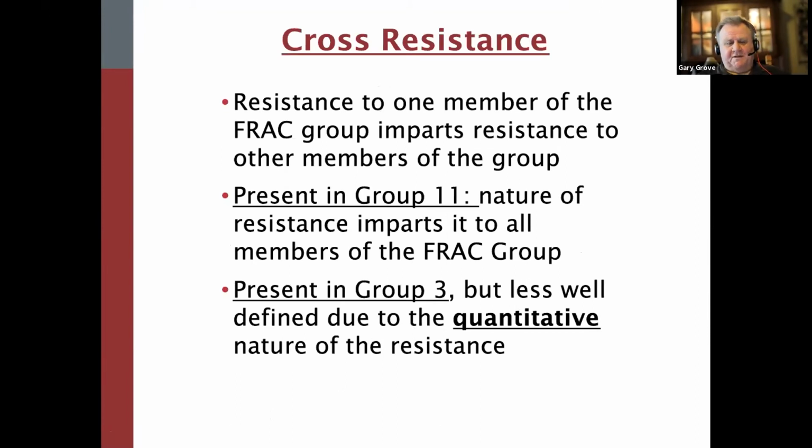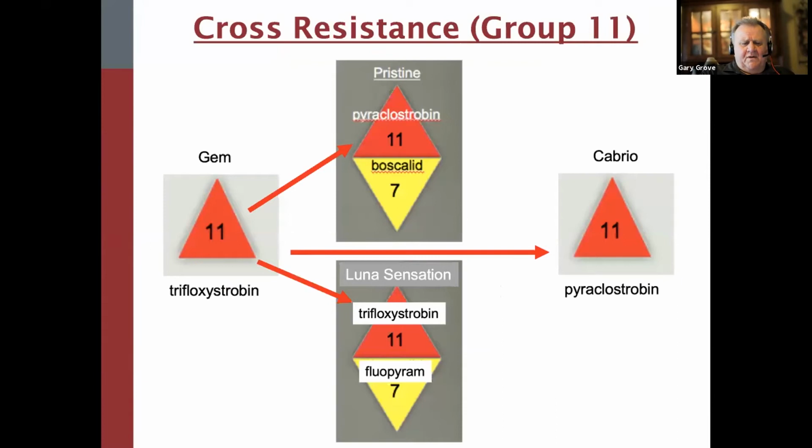Okay, and there's cross resistance. It's pretty well understood in the group 11s. If you get resistance to one member of the group 11 group, it imparts resistance to all members of that FRAC group. So, for example, if you get resistance to Gem or trifloxystrobin, you're also going to get cross resistance with Cabrio or pyraclostrobin. It's also present in group 3, but it's less well defined and understood due to the quantitative nature of the resistance. So now where the cross resistance is really important is when we start talking about fungicide choices.